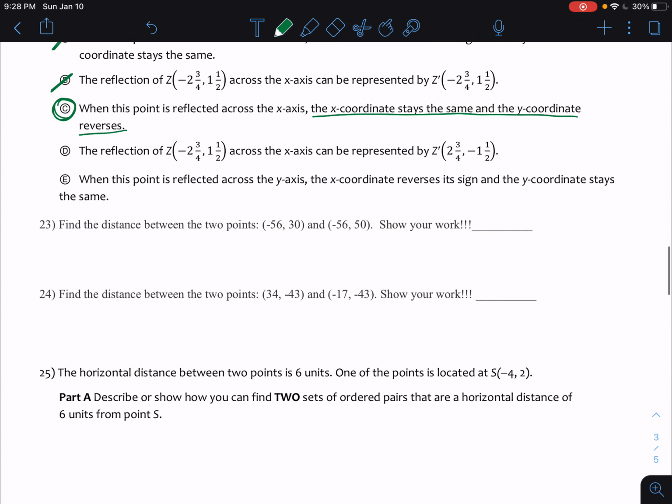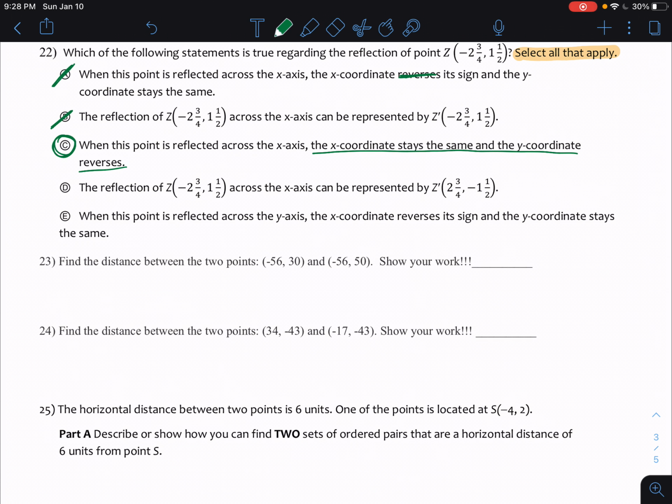The reflection of -2 3/4 and 1 1/2 across the x-axis can be represented by 2 3/4, -1 1/2. Is not true because the x coordinate did not stay the same. And when this point is reflected across the y-axis, the x coordinate reverses its sign and the y coordinate stays the same is true. So E is going to be our other answer. So you should have C and E circled on this one.